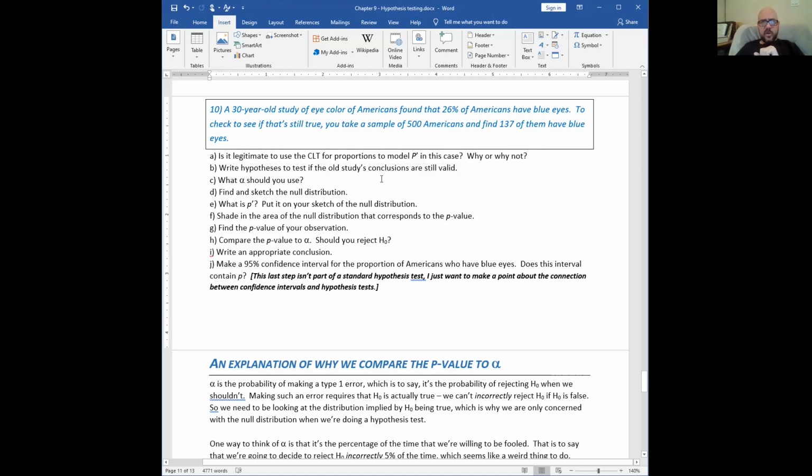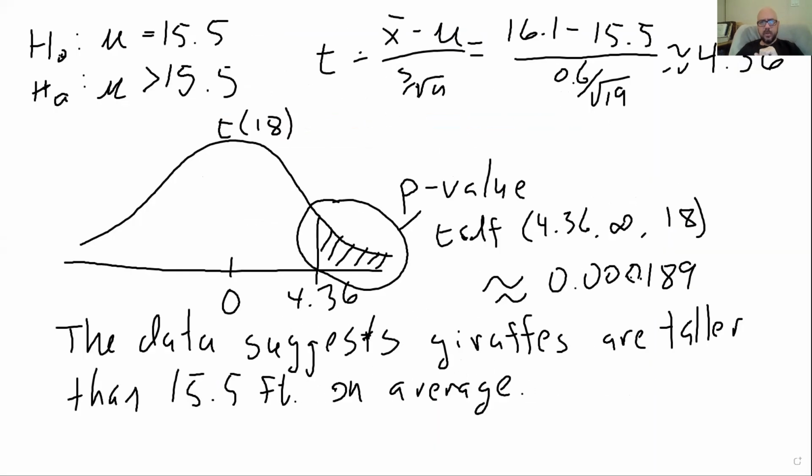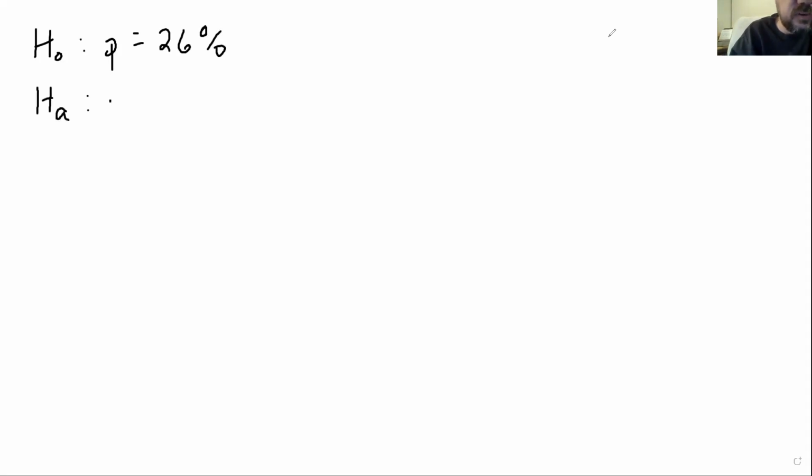So our hypotheses, let's go ahead and write those down. I'm going to go ahead and clear this up. The hypotheses are: null hypothesis, well, absent other information, we're going to go ahead and think that 26% of Americans have blue eyes. And the alternative to that is not 26%. Notice I'm not using mu here, I'm using P, because we are asking a question that is qualitative, and we're asking about a proportion. Let's see where we're going with this.